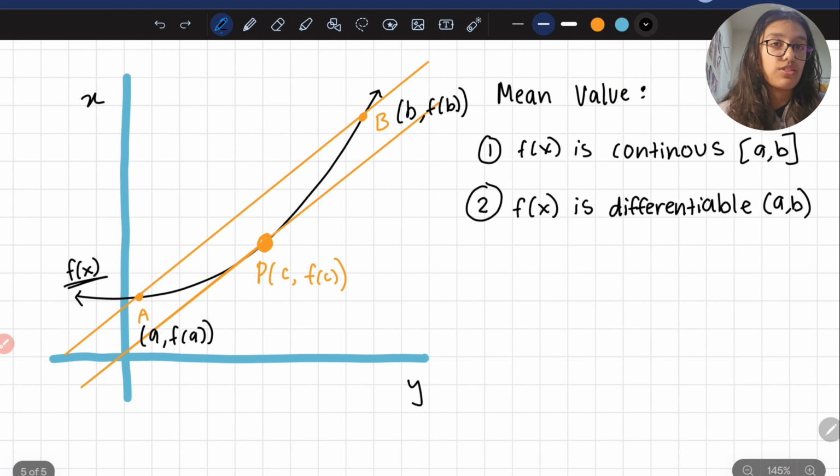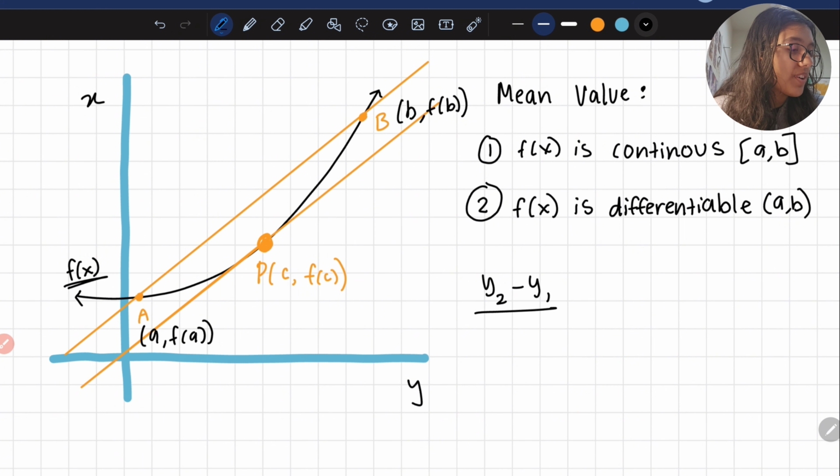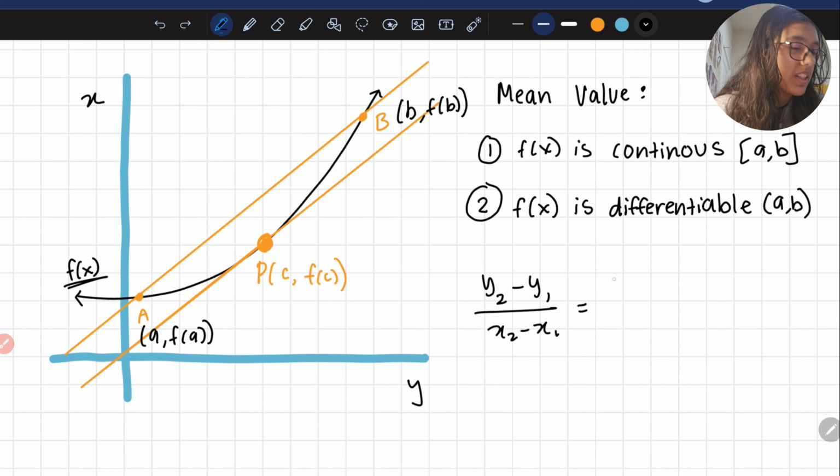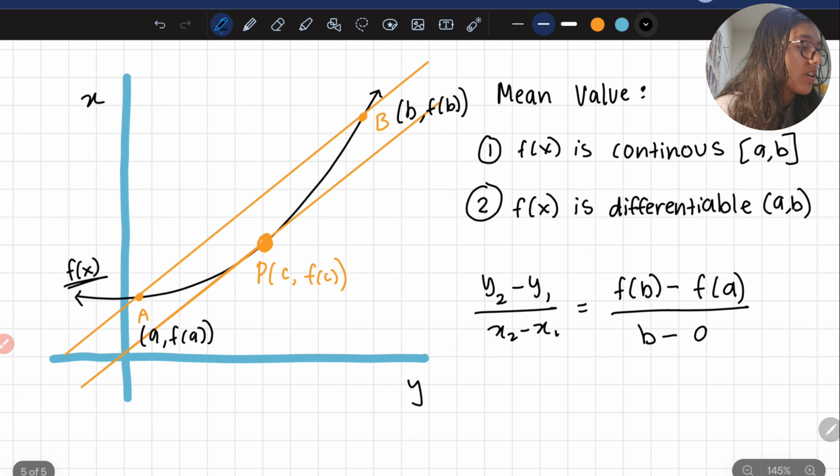Now, this is just scratching the surface. What the mean value theorem really says is that if your function is continuous and differentiable over its domain a to b, then we consider the slope of the line connecting point A and point B, which is y2 minus y1 over x2 minus x1. Let's put it in the form of these coordinates. y2 is f of b, y1 is f of a, x2 is b, and x1 is a. That is the slope of this line.